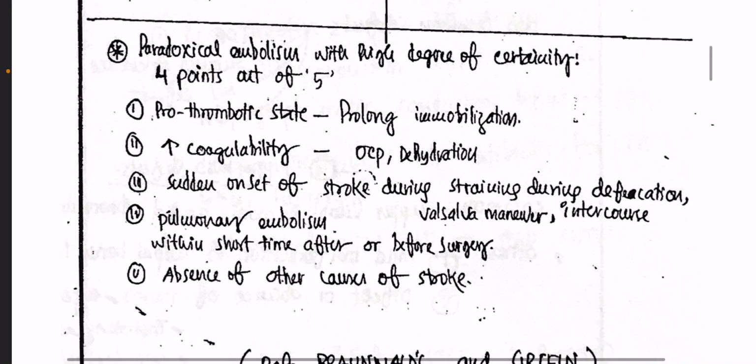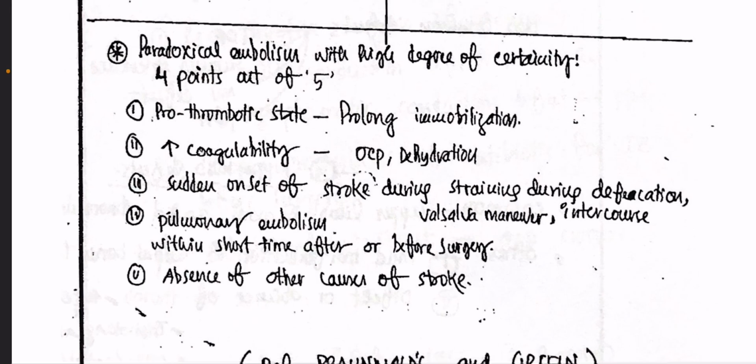Now, paradoxical embolism with high degree of certainty, 4 points out of 5. What is paradoxical embolism with high degree of certainty, if 4 points out of 5? First point is prothrombotic state, that is prolonged immobilization, increased coagulability such as OCP, dehydration; sudden onset of stroke during straining, during defecation, Valsalva maneuver or intercourse; pulmonary embolism within a short time after or before surgery; absence of other cause of stroke.